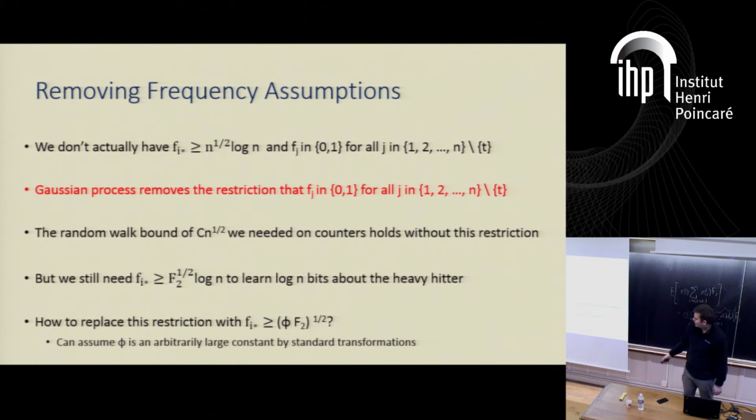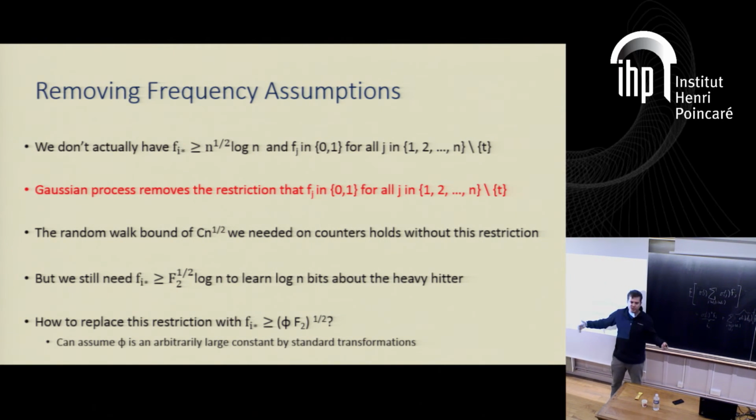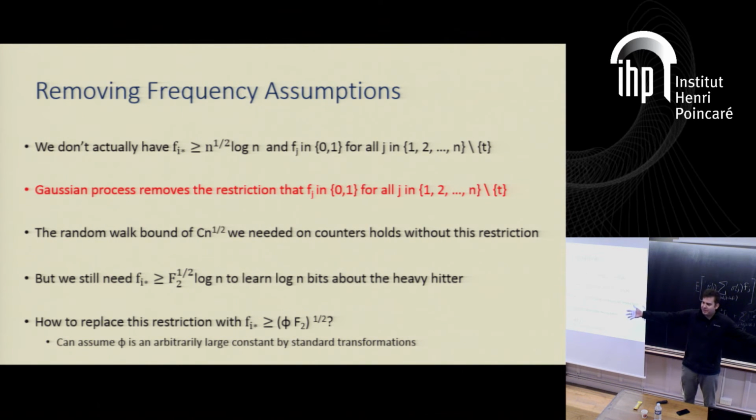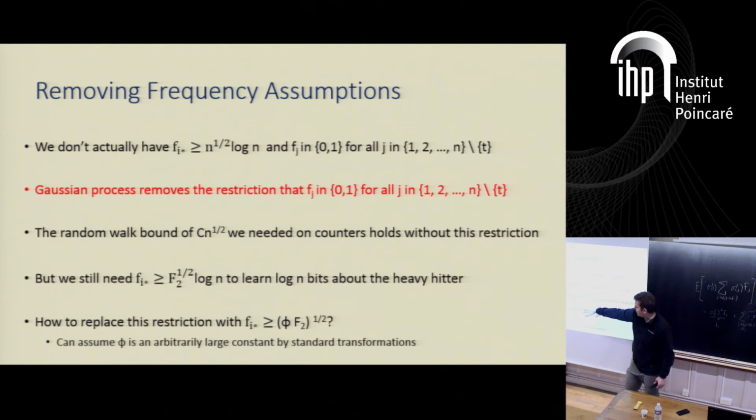Here we are assuming f_{i*} is at least root n log n, which is really heavy. You can assume it's at least root n times any sufficiently large constant just by, at the beginning of the stream, hashing into a large number of buckets. Then the expected F2 value in a bucket is going to be F2 divided by the number of buckets. You can afford constant factor blowup. So we can assume it's a large constant times root F2, but we can't assume it's at least root F2 times log n.